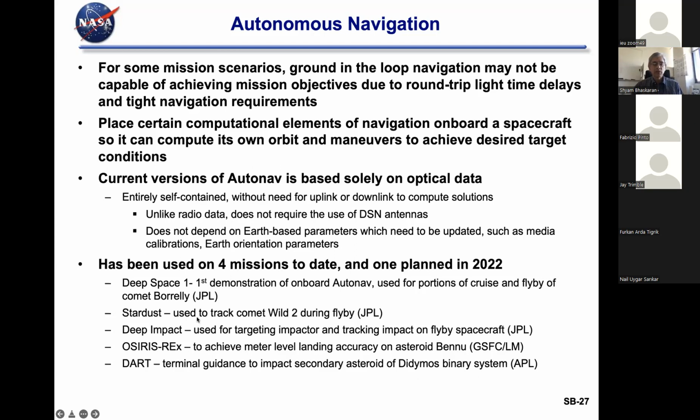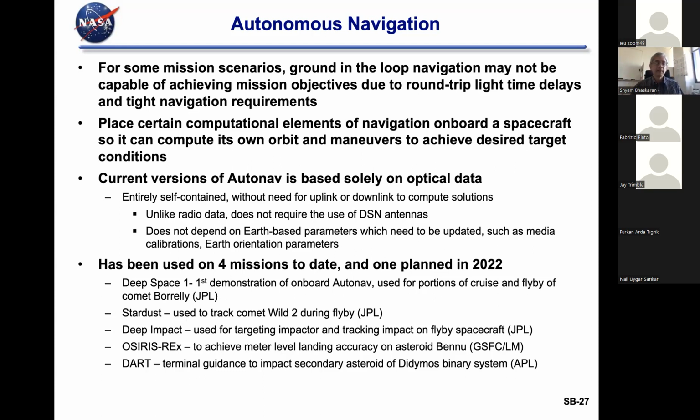On Stardust, we used it to track the nucleus of Comet Wild 2 during the flyby, and this had to be done on board because we're doing this very fast flyby, and the ground-based navigation is not good enough to know where you are, to keep the object's image in the camera field of view as you fly by it.